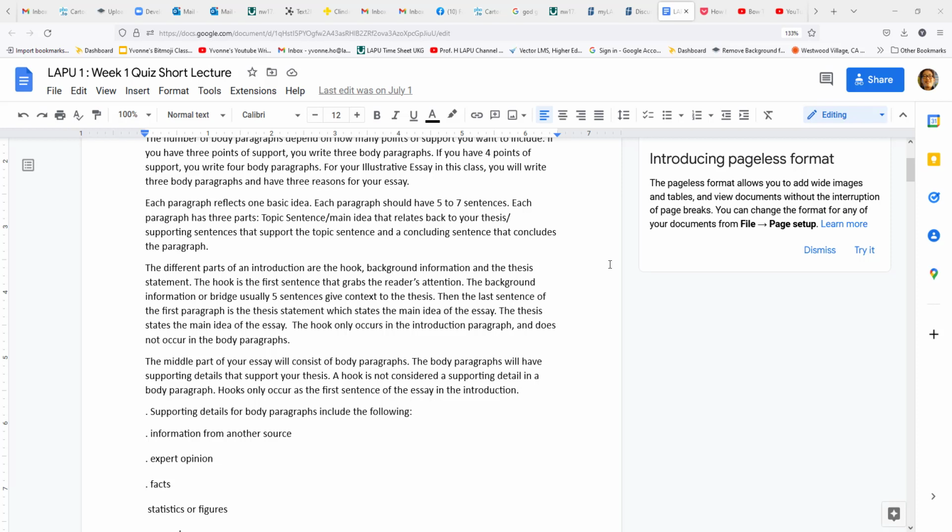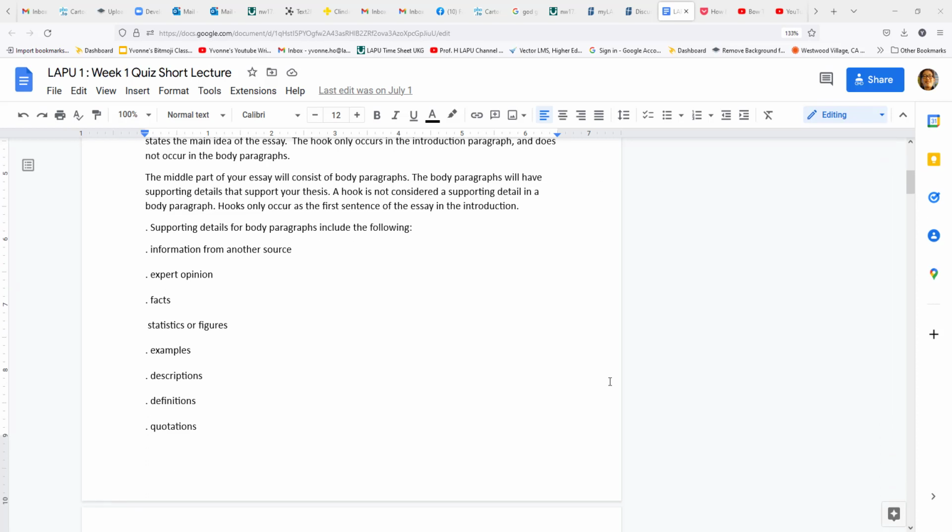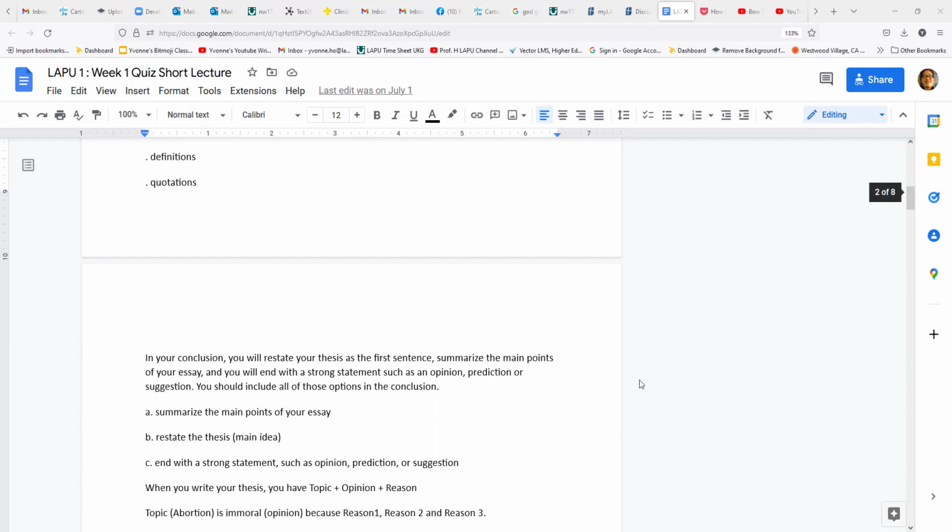The middle part of your essay will consist of body paragraphs. The body paragraphs will have supporting details that support your thesis. A hook is not considered a supporting detail in a body paragraph. Hooks only occur as the first sentence of the essay in the introduction. Supporting details for body paragraphs include information from another source, expert opinion, facts, statistics or figures, examples, descriptions, definitions, and quotations.